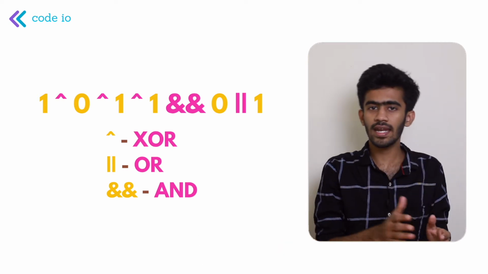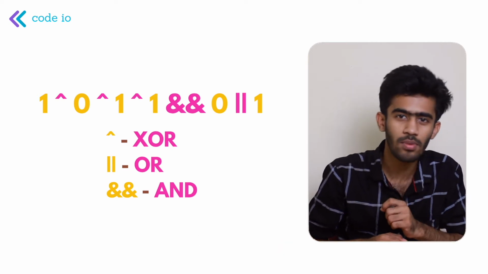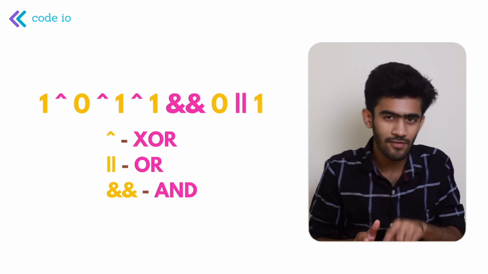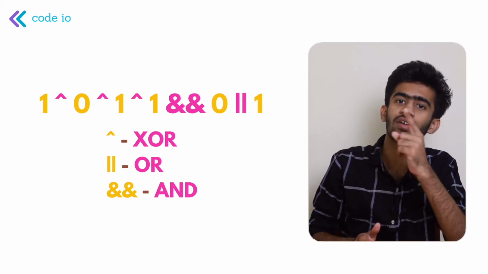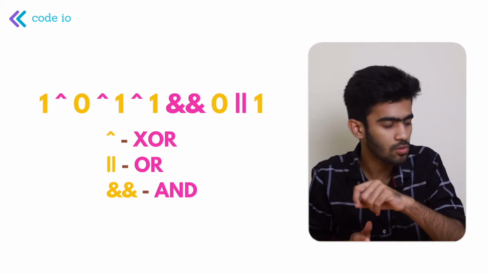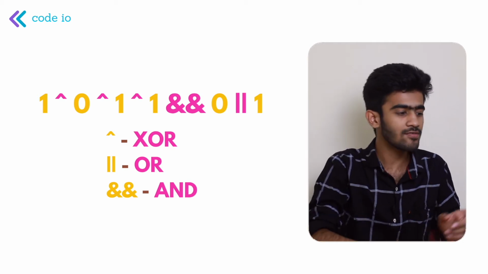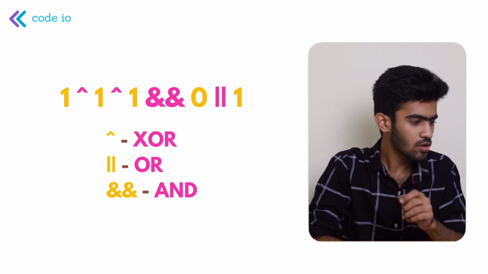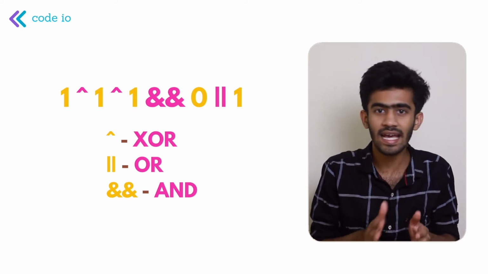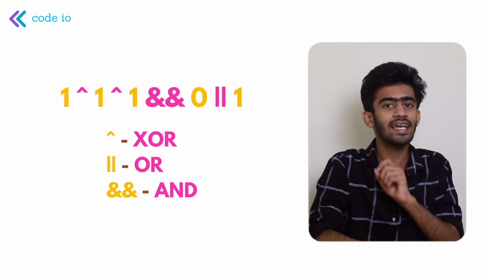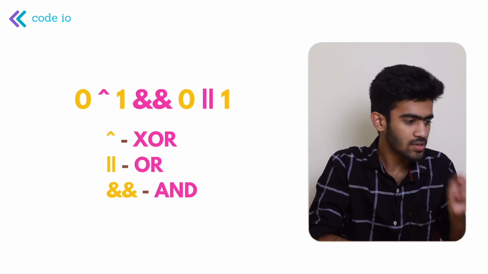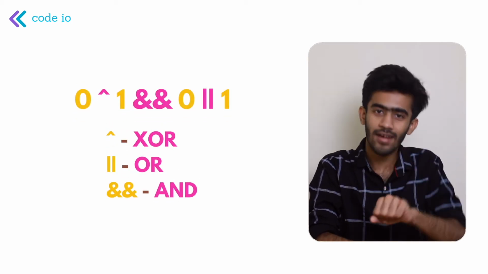So we have 1 XOR 0. What does the XOR operator do? If both the values are different, it returns 1. If they are same, it returns 0. So 1 XOR 0, 1 and 0 are different, hence we'll get the value as 1. Now let's move on to the next step. 1 XOR 1, they are same, hence we'll get the value as 0. 0 XOR 1, they are different, 1 again.